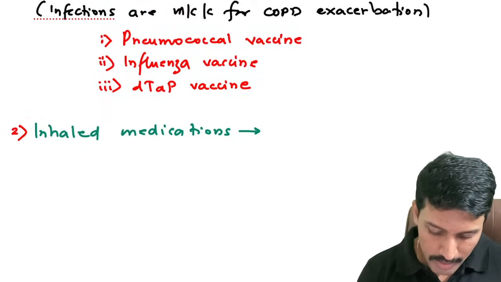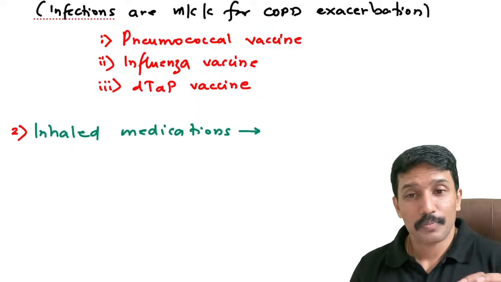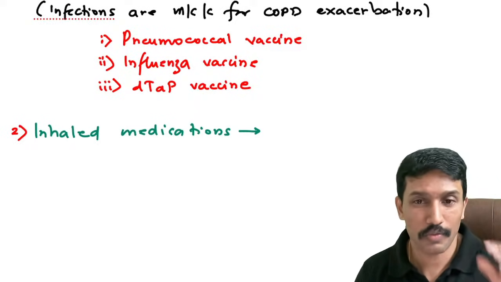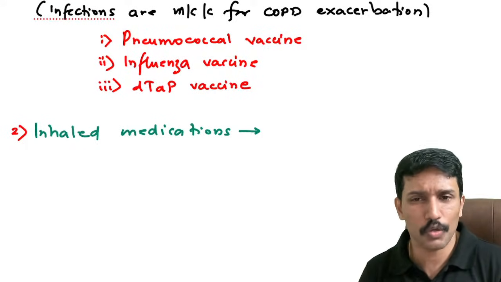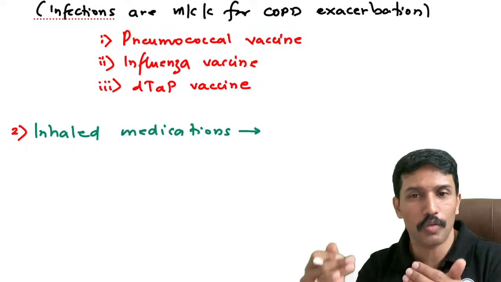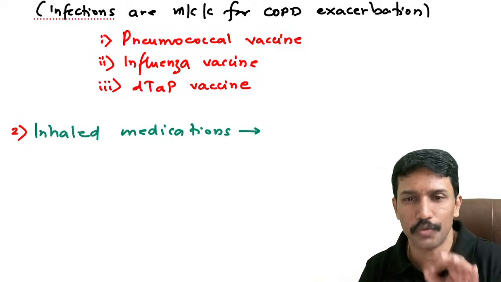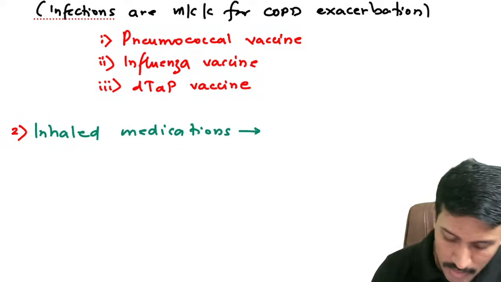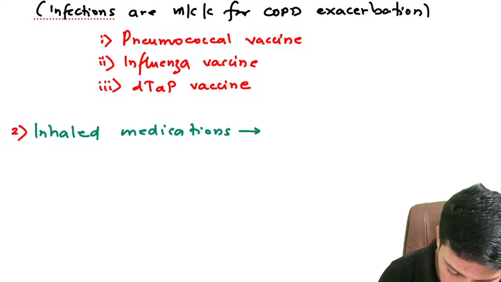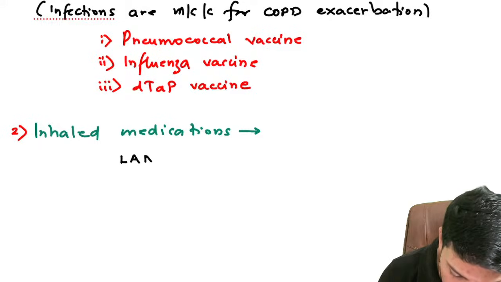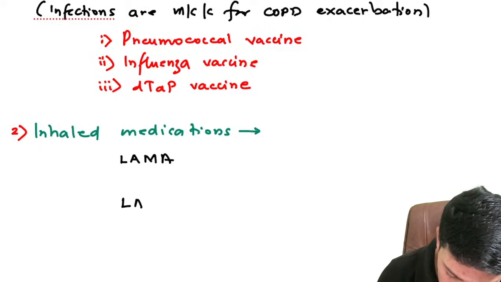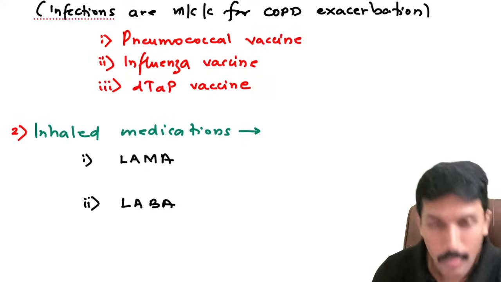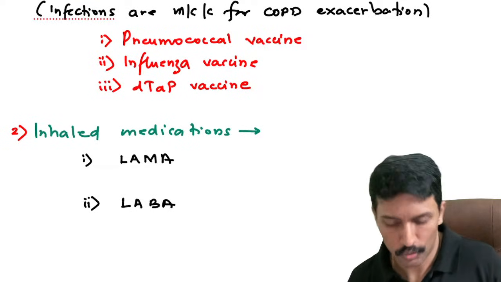When it comes to inhaled medications, because asthma is episodic, whenever there's an attack we need a quick reliever. That's why we had a reliever and a maintenance. When it comes to COPD, it is persistent obstruction. So we always use long-acting agents. The role of short-acting agents is minimal. Only during exacerbations we might use them. So inhaled medications are mainly either LAMA or LABA, or a combination of both.